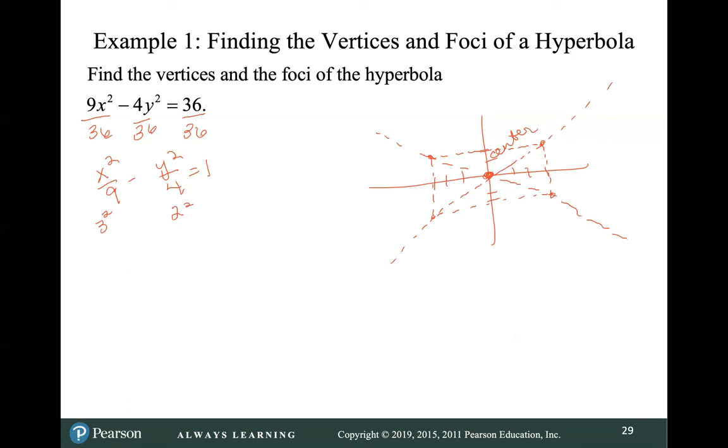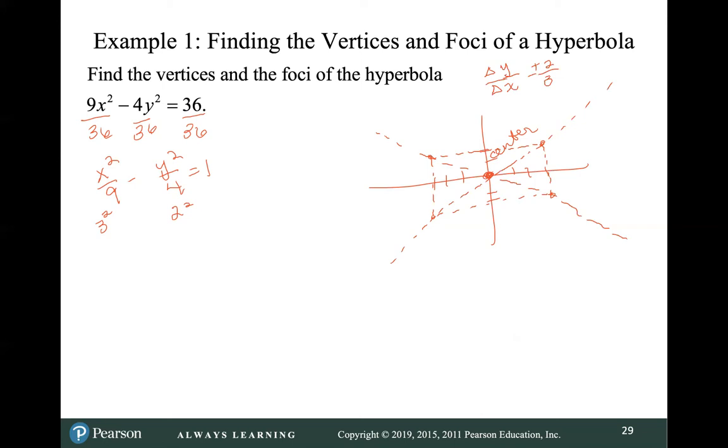So you might have noticed on the last slide, sometimes it's A over B, sometimes it's B over A. It's going to depend on which variable is underneath X and which one is underneath Y. So our slope was always change in Y over change in X. That's still true. Our Y is 2, our X is 3, so our slopes for these asymptotes are plus or minus 2/3. Okay.